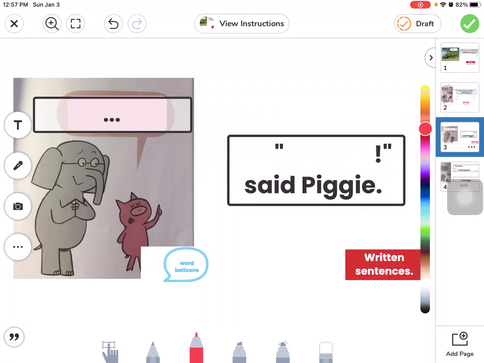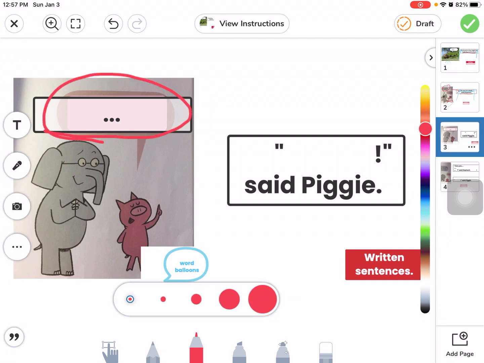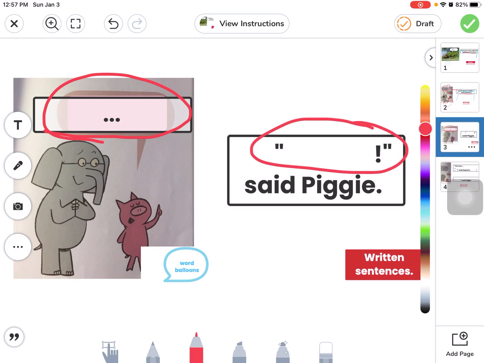One more time. This time, you're going to decide what goes in here. What do you want Piggy to be saying? Whatever you type there, you're also going to type here. And I have already done for you the quotation marks, the punctuation, and I've even given you a speaker tag. All you have to do is decide what Piggy is going to say.